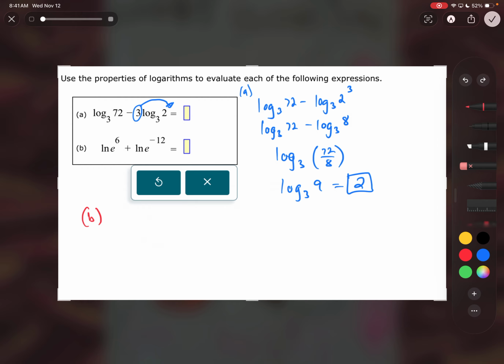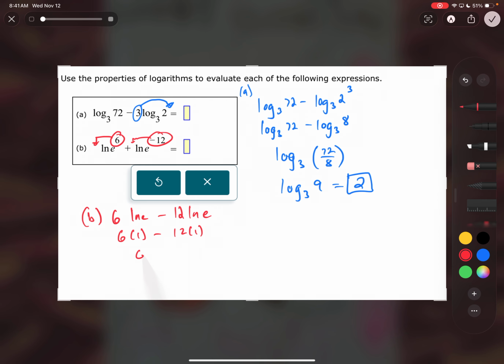For part B, same thing as we did last time. You drop the 6 down, drop the negative 12 down, so it becomes 6 ln of e minus 12 ln of e. So it'd be 6 times 1 minus 12 times 1, which would be 6 minus 12. The answer would be negative 6.